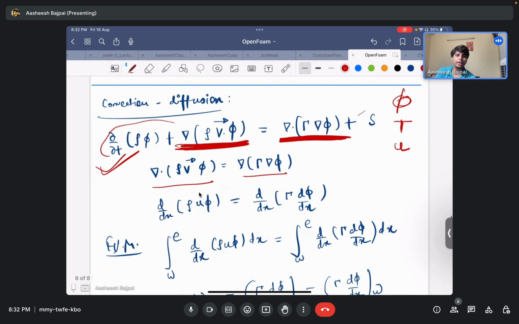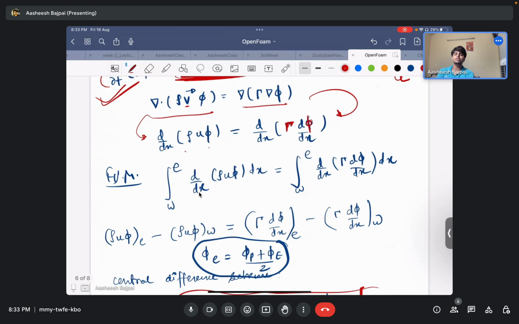So let's write this down in a 1D form in a differential manner. If you expand this, it will come out as d over dx of rho u phi, where in one dimension v becomes u, and d over dx of gamma del phi over del x. So I have just converted it into the differential form.